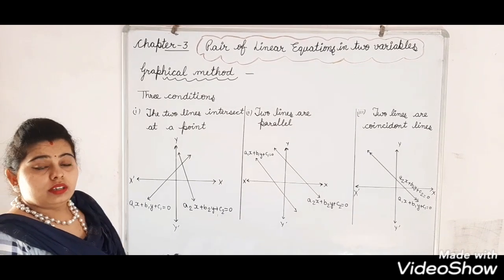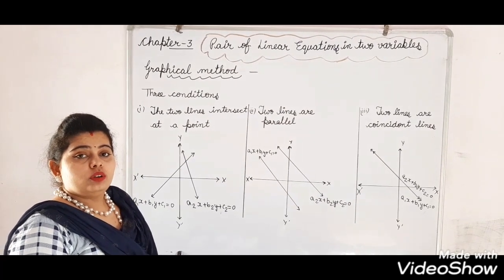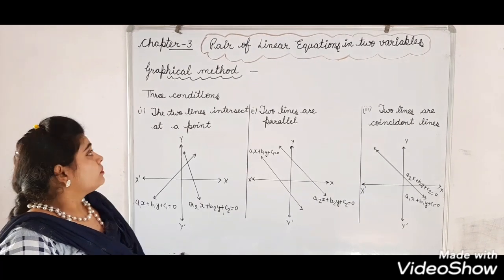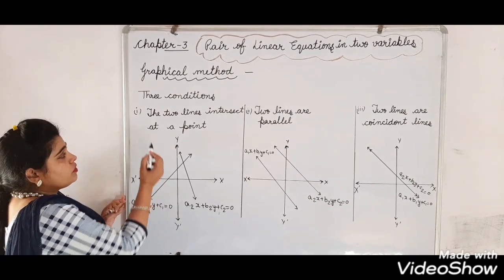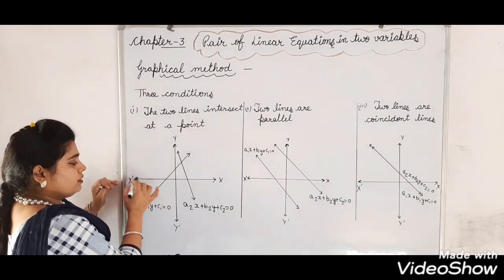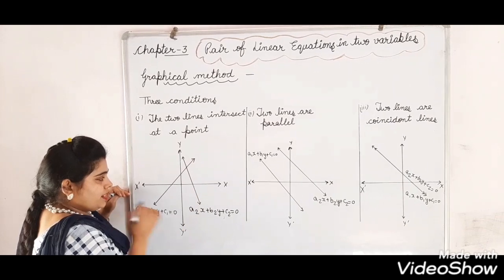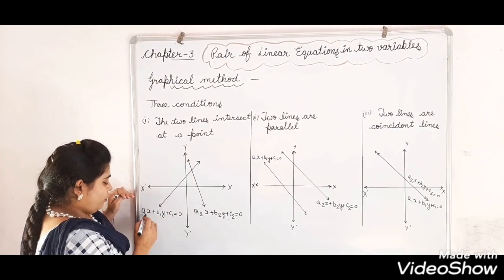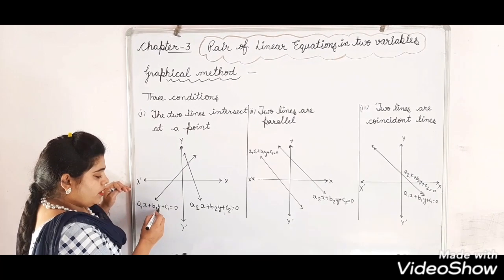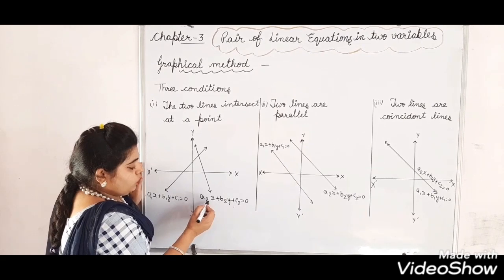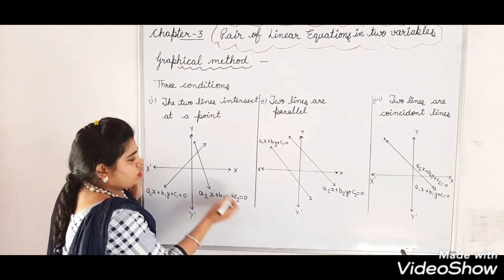Now come to its graphical method. In graphical method, the graph of pair of linear equations is represented by two lines. There are three conditions. First one is when the two lines intersect at a point. This is x-axis, y-axis. This one is first line and this one is second line. That it is for a1x plus b1y plus c1 is equal to 0. And if it is for a2x plus b2y plus c2 is equal to 0.